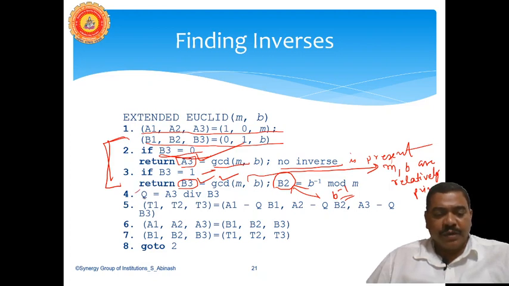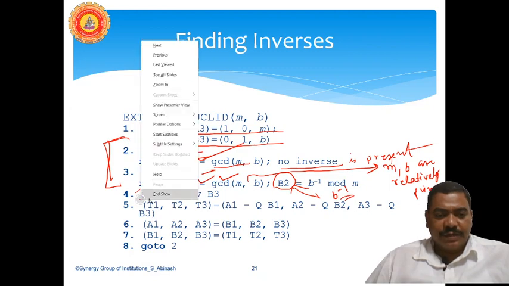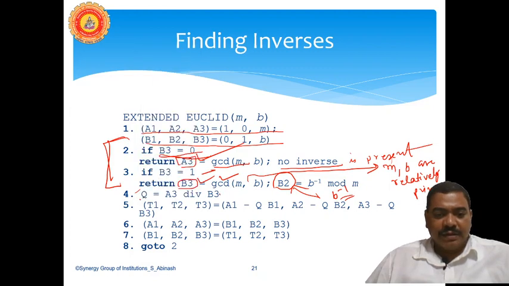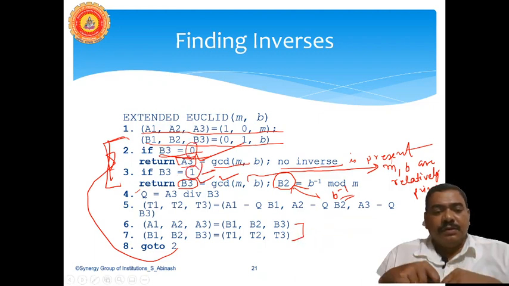If that is not true, then Q, the quotient, is equal to A3 divided by B3. Then T1, T2, T3 is A1 minus Q B1, A2 minus Q B2, A3 minus Q B3. Then we do a swap operation: A1, A2, A3 is equal to B1, B2, B3, and B1, B2, B3 is T1, T2, T3. Go to step 2 and repeat this process until either B3 is 0 or B3 is 1.